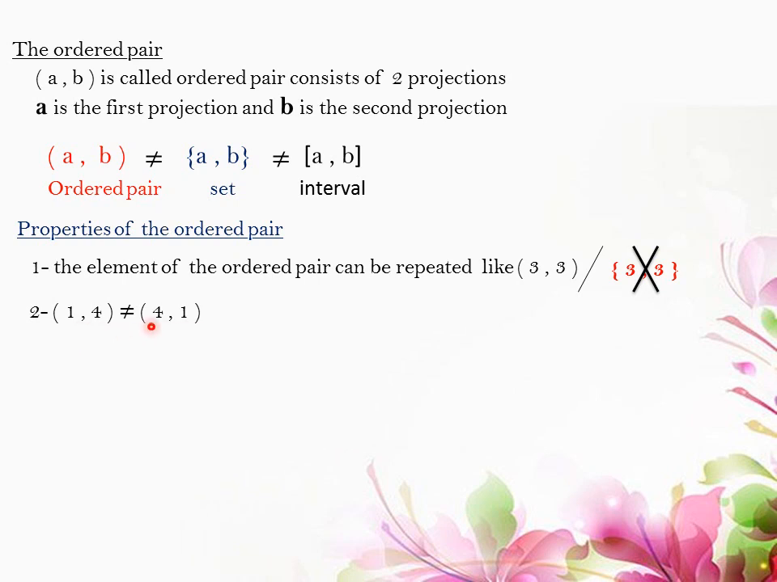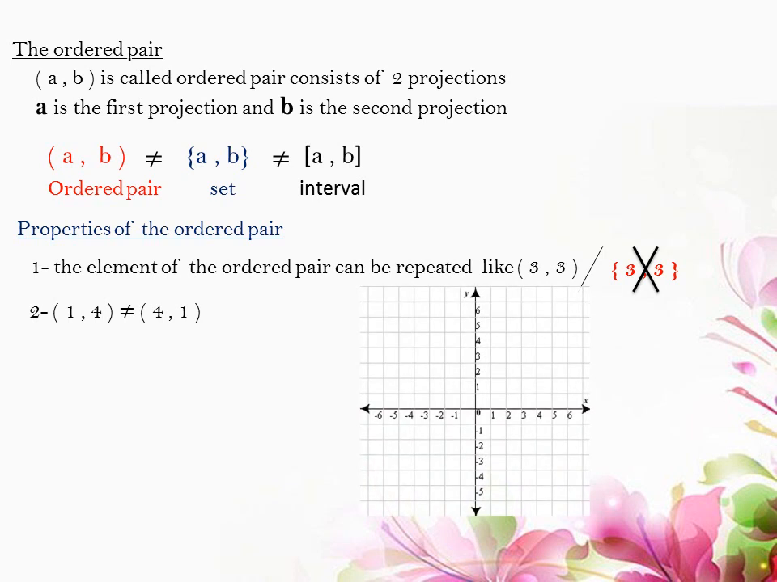they are not equal. (1, 4) does not equal (4, 1). Why? Let's see. If we have a lattice with coordinates x and y, the point (1, 4) is here, but the point (4, 1) is here, so they are not equal.